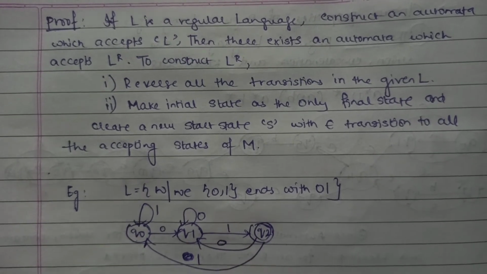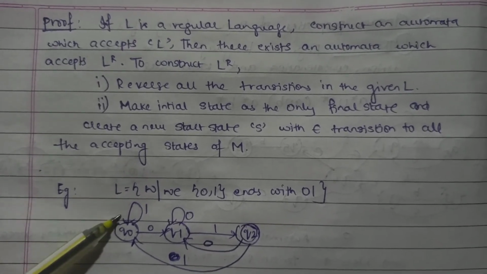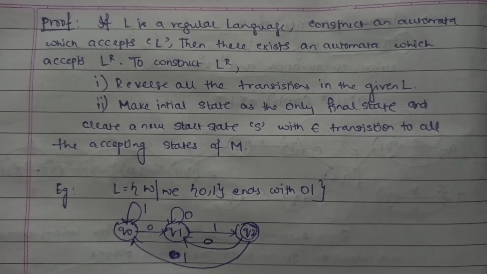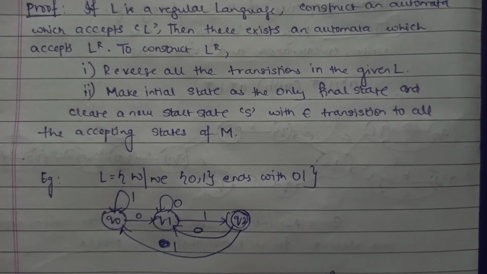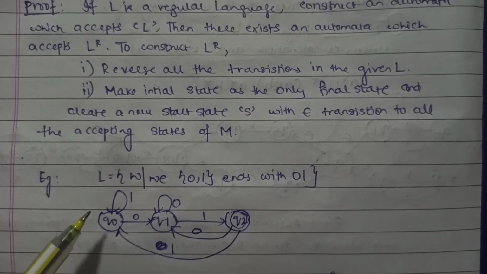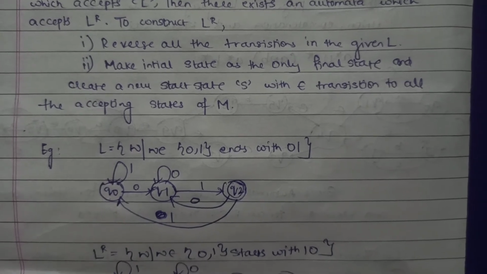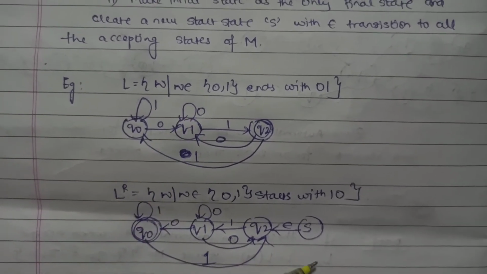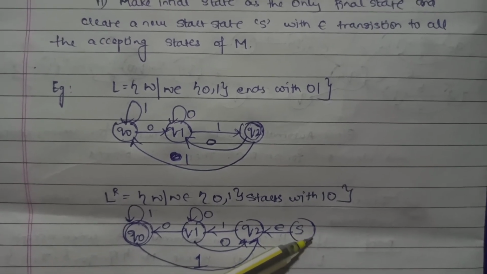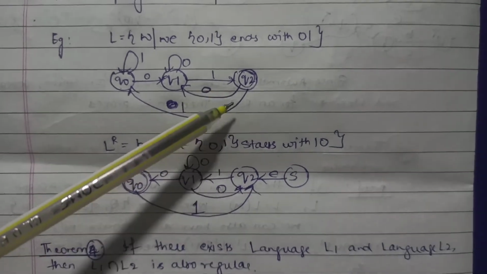So you'll write the NFA for that. After that, you have to change all the transitions. Here it starts with 1, 0, so it is a reverse. All the transitions should be reversed, and you have to make the initial state the only final state. All the other states should be normal states, and you should have a start state S with an epsilon transition to the accepting state of the earlier M.